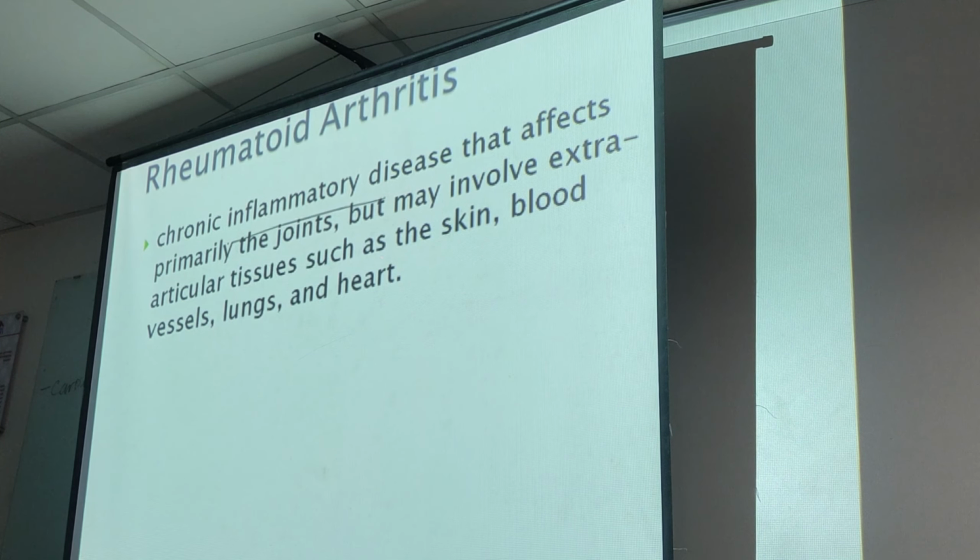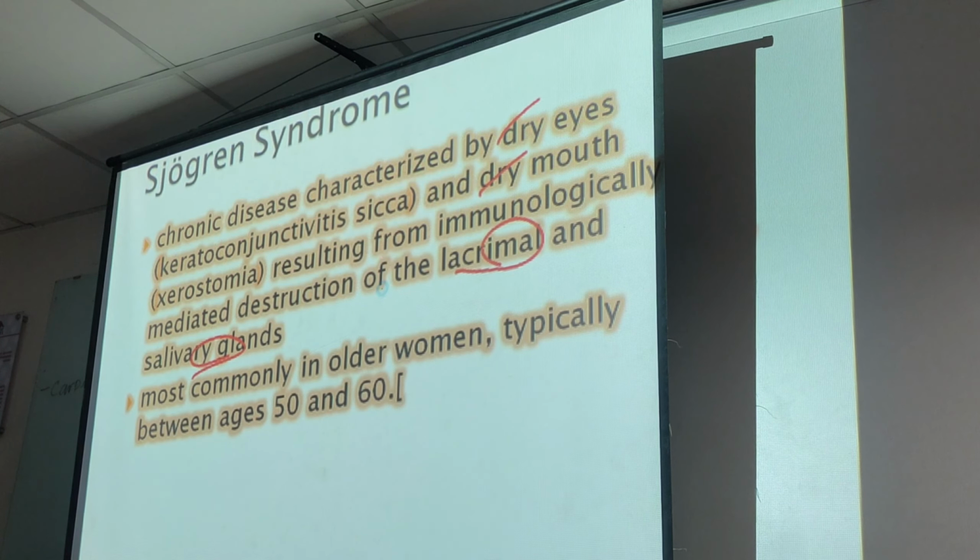RA is a chronic inflammatory disease that affects the joints. It's also autoimmune, but may involve extra-articular tissues such as the skin, blood vessels, lung, and the heart.